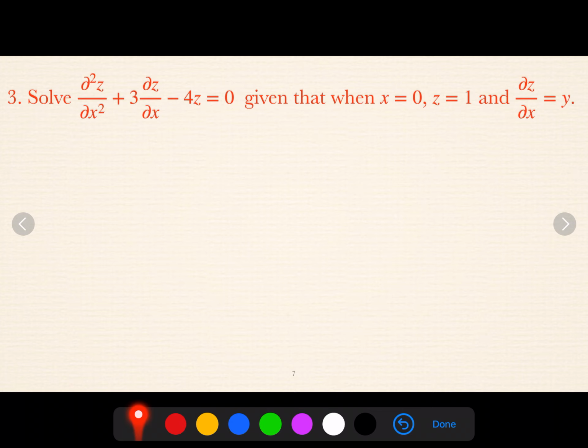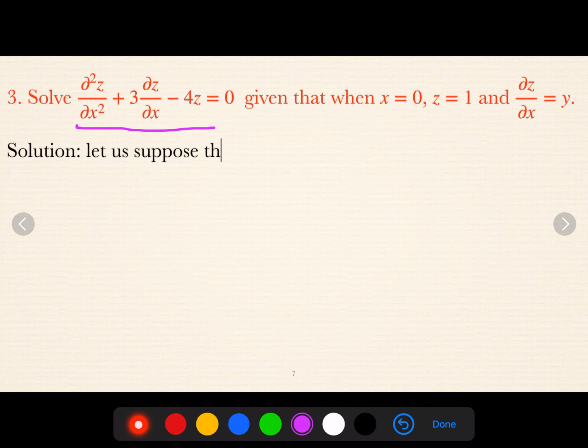Okay. Now, going to the third problem, ∂²z/∂x² + 3 ∂z/∂x − 4z. So clearly there are three terms. In all three terms, the function of z is there. It is a homogeneous equation, and the derivative only with respect to x is there. So I will assume z is a function of x only.